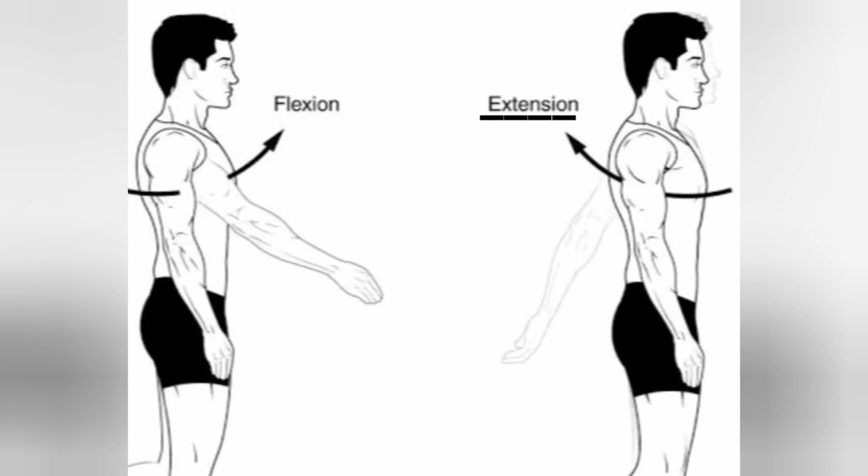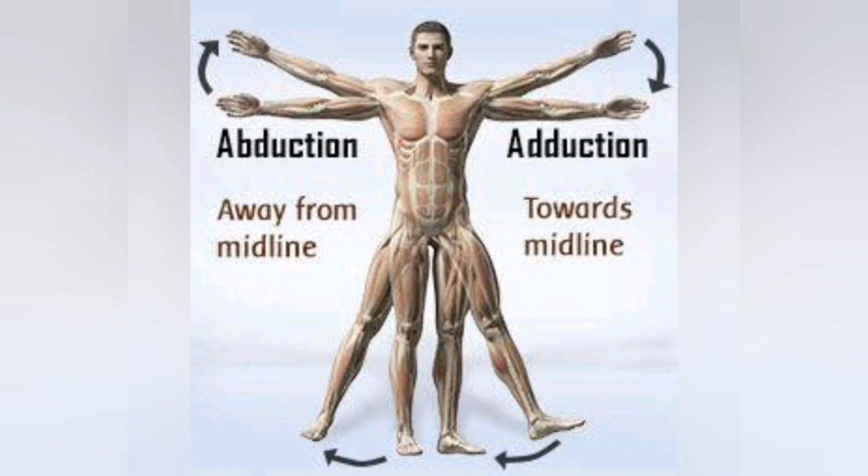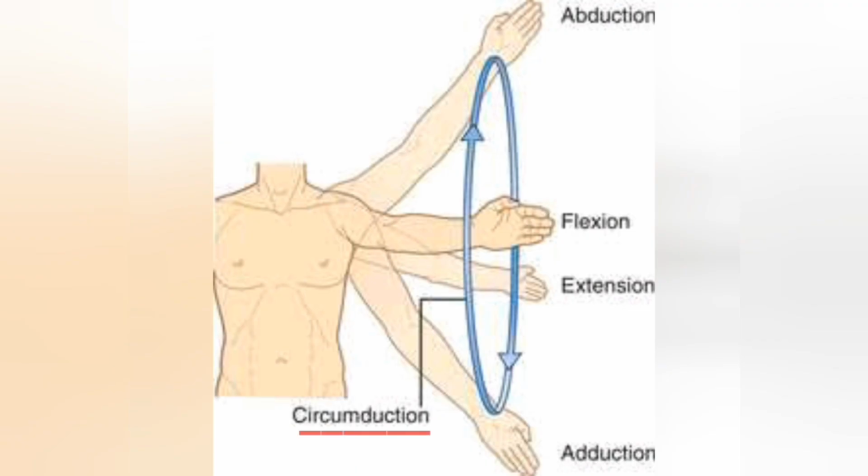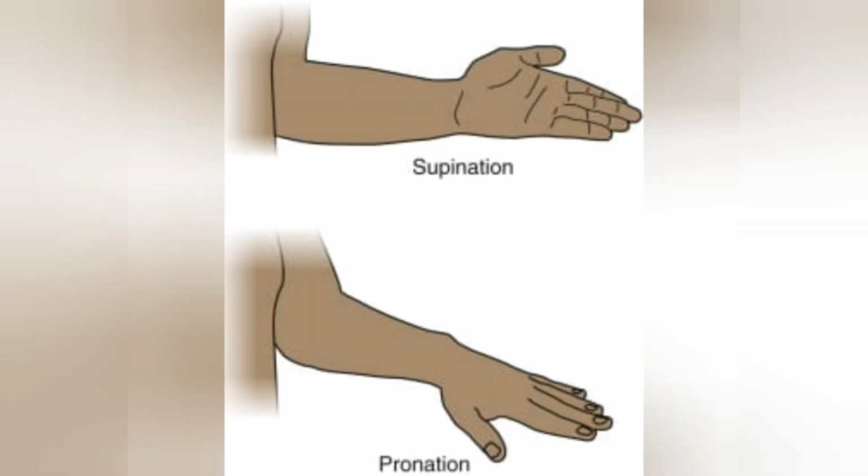Extension, increase in the angle between two flexor surfaces. Abduction, when a limb is taken away from the body. Adduction, when a limb is brought close to the body. Circumduction, a combination of abduction, extension, flexion and adduction in sequence.